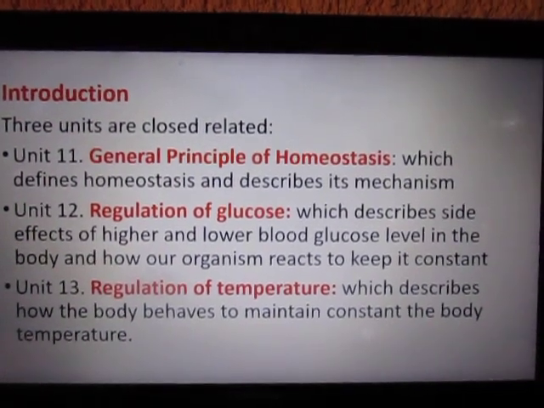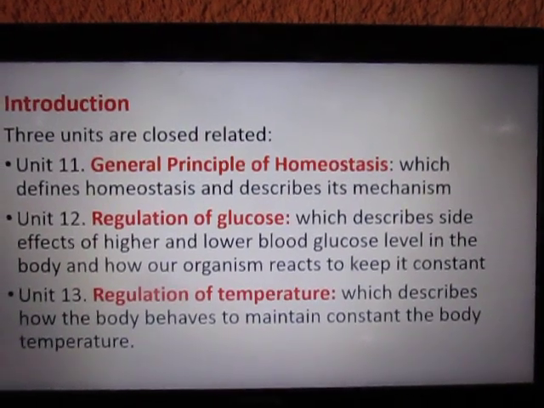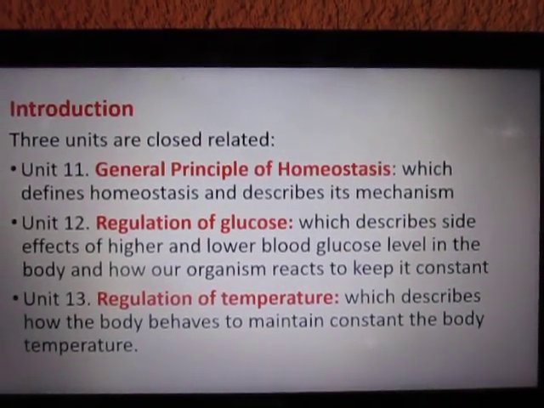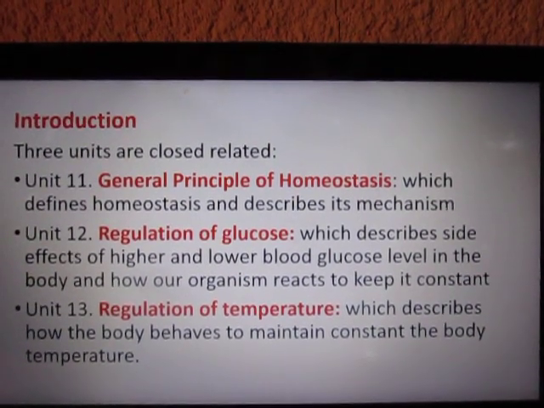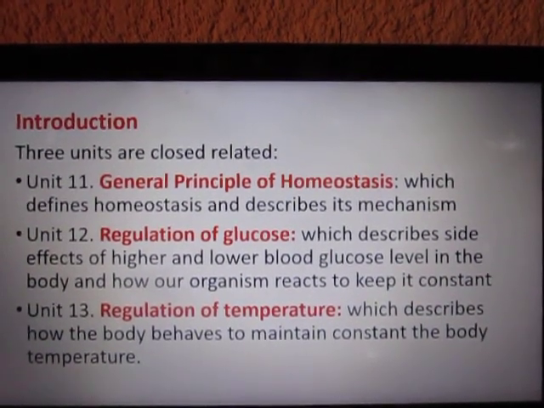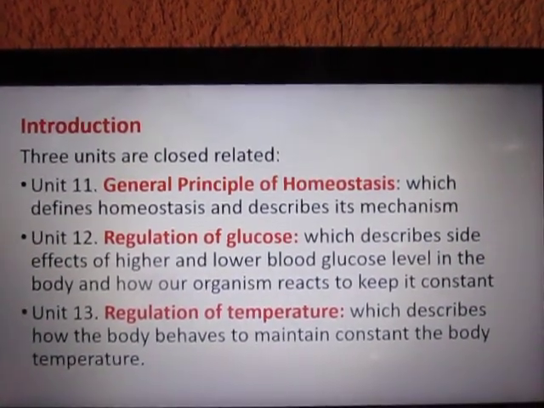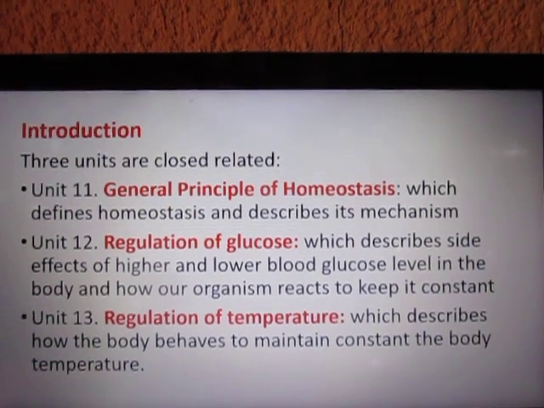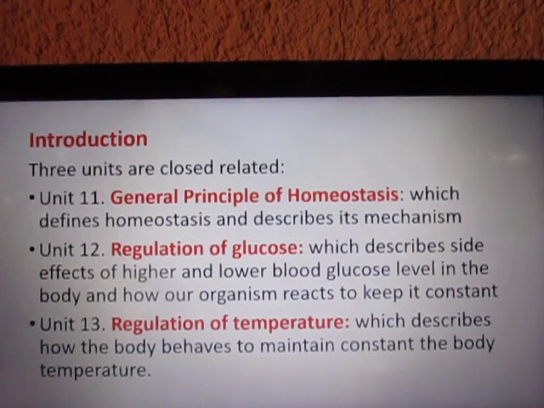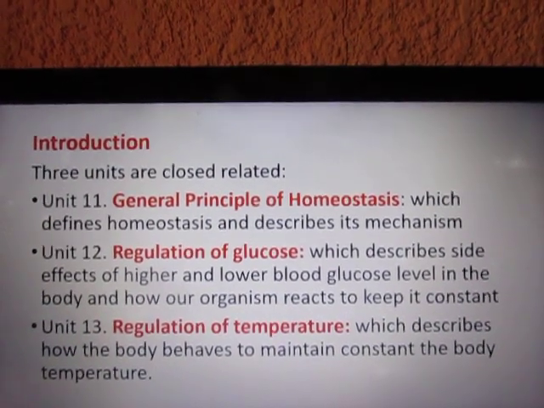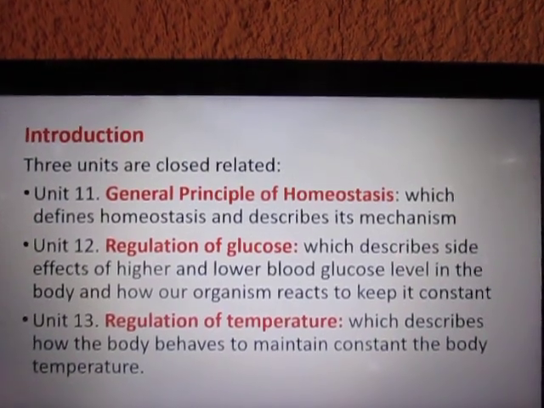Unit 12 is about regulation of glucose. This one describes the side effects of high and low blood glucose levels in the body and how our organism reacts to keep it constant. And unit 13 is about the regulation of temperature. This one describes how the body behaves to maintain a constant body temperature.